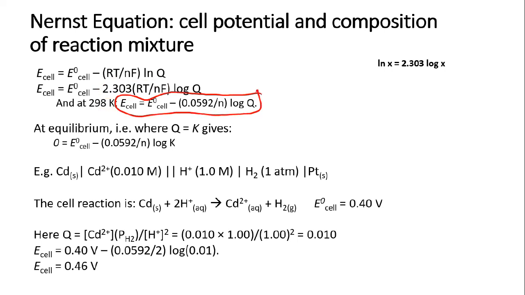Okay? Right. At equilibrium, point out at equilibrium, where Q is equal to K, note that the cell does not produce potential. So the potential coming out of the cell is zero.